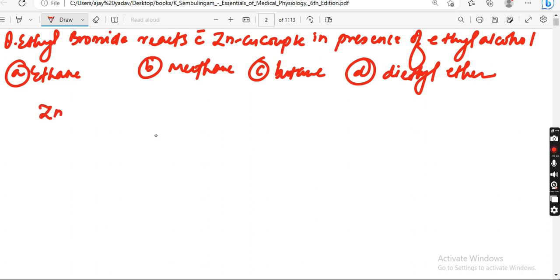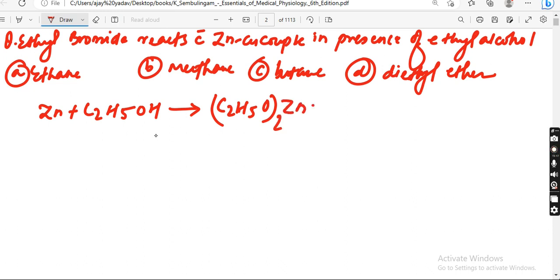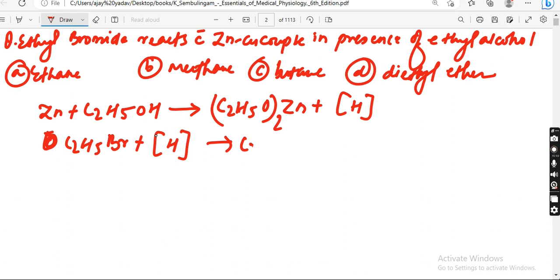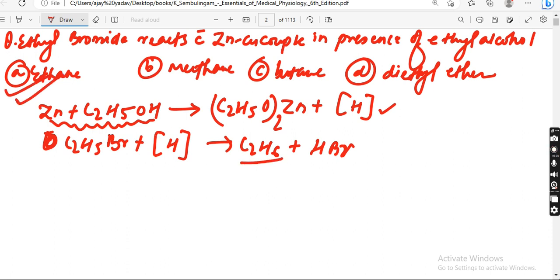So let us talk here. First of all, what happens when zinc reacts with ethanol? This will produce (C2H5O)2Zn plus nascent hydrogen. Now when ethyl bromide, C2H5Br, reacts with nascent hydrogen, this will give C2H6 plus HBr. So this is actually for producing the nascent hydrogen, and this nascent hydrogen will reduce the ethyl bromide to the alkane. So ethane will be the correct answer.